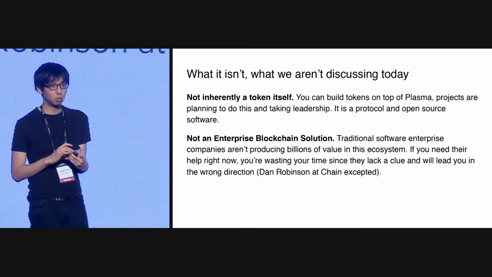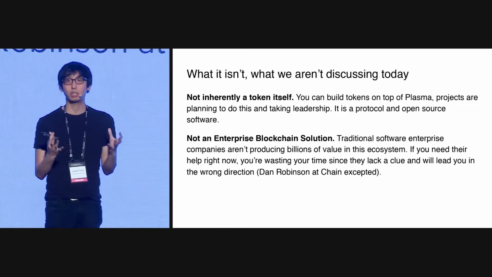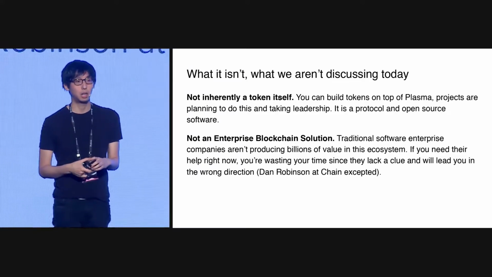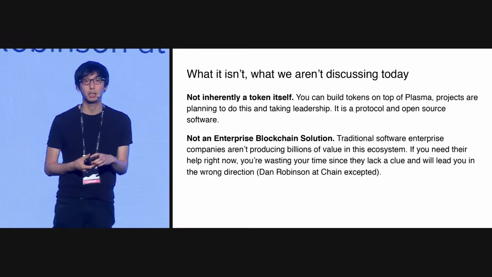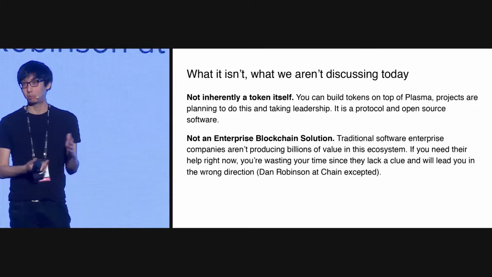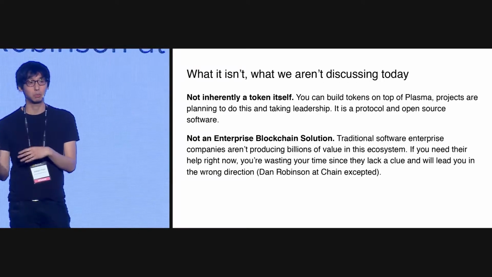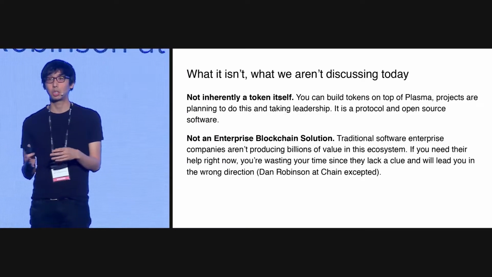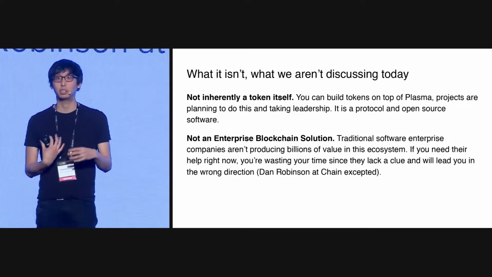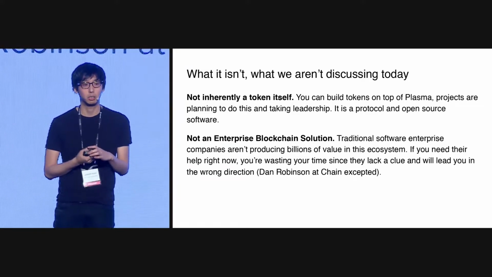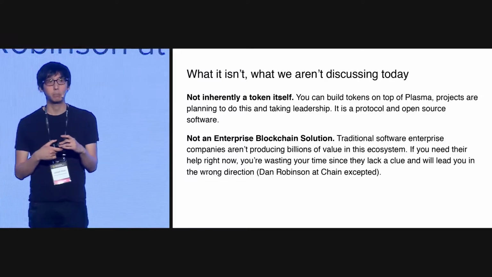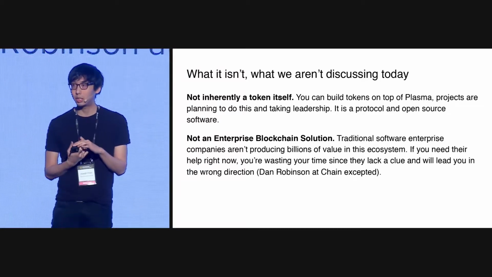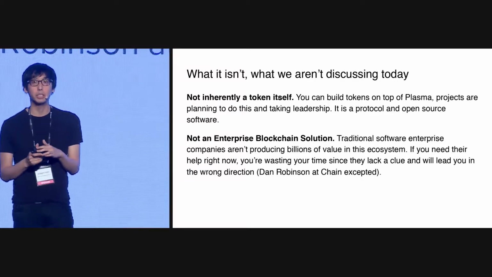What it really isn't is inherently a token. I'm not here to pitch some ICO or something like that. You can build tokens on top of Plasma, and there are some projects that do that. Notably, OmiseGO, for example, is building on top of Plasma. It's a protocol and open source software, with many of the projects building on top taking leadership on that, and it's a community project in that context. And I'm not here to pitch some enterprise blockchain solution, in terms of selling you something. I'm more here to sell you on an idea and a way to reason about this space.